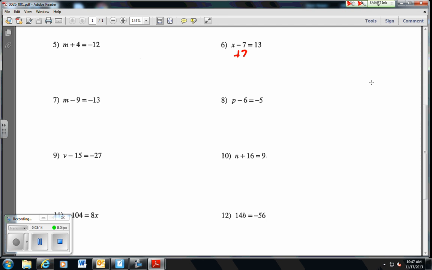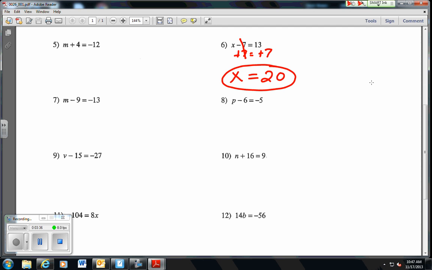So again, we add 7 to the left side. And then if we add 7 to the left, then we also have to add 7 to the right. So show your work of adding 7 to both sides. These 7's cancel because they equal 0. x minus 0 would just give us x equals 13 plus the 7 would give us 20. So we're saying x is 20.